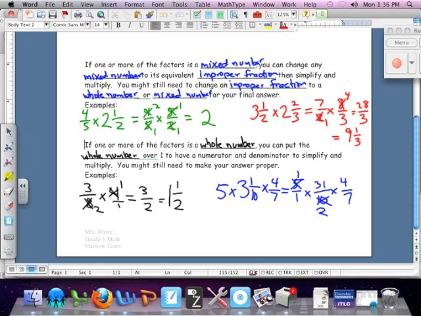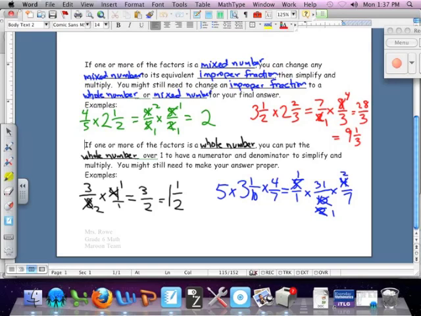Even though I already worked on that 10 a little bit, I can't work on the 10 anymore, but I can work on what it became, which was a 2. So I can divide a 2 out of the 2, make that a 1, and a 2 out of the 4, and make that a 2. So now I have 1 times 31 times 2 over 1 times 1 times 7. That's it. Can't simplify anymore.